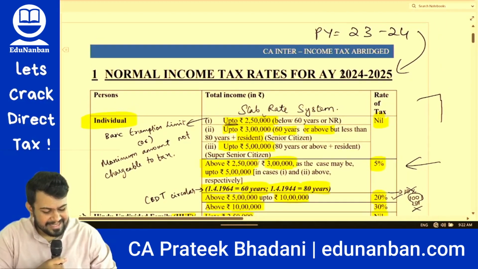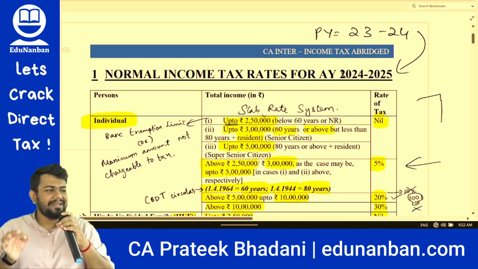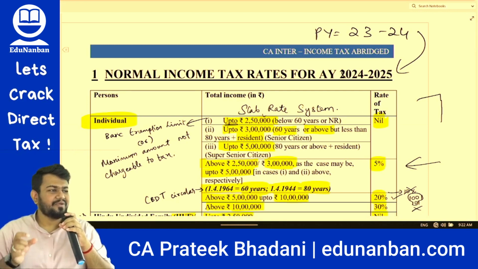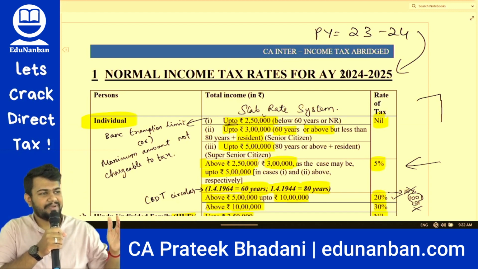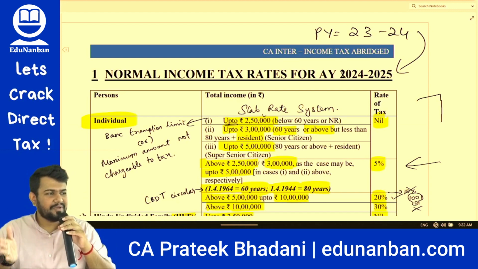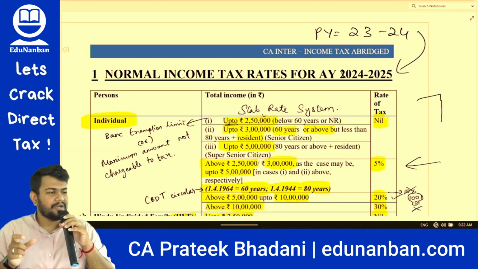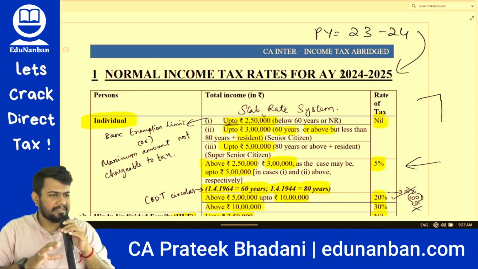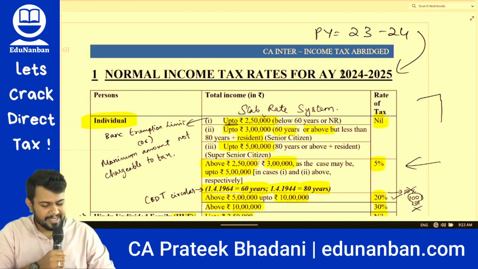Now let us discuss the income tax rates for previous year 23-24 or assessment year 24-25. As you know, for the May 2024 attempt and November 2024 attempt, the previous year that is applicable is 23-24 and assessment year is 24-25. First, we are going to learn the normal tax rates. It means tax rates as per the normal provisions of the Income Tax Act.